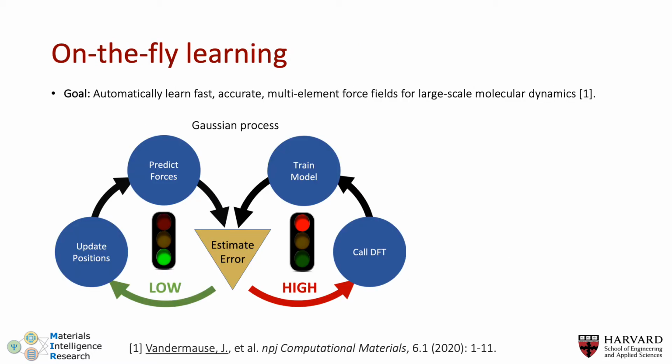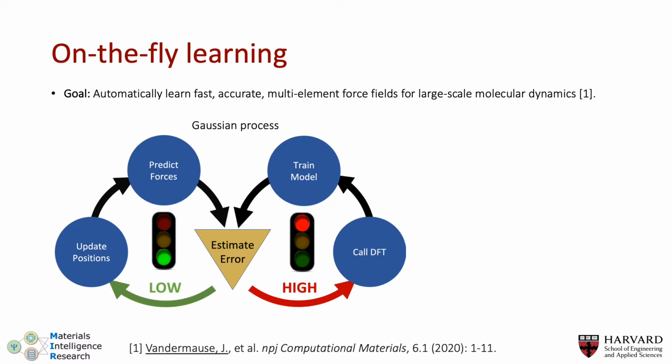This property of the uncertainties, which is essentially telling you when you're moving away from the training set of the model, can be exploited to automate the training process by learning the force field on the fly during molecular dynamics. This diagram here is showing you how this works. So you start with an initial call to DFT on the right side of the loop, and you create an initial training set for the model.